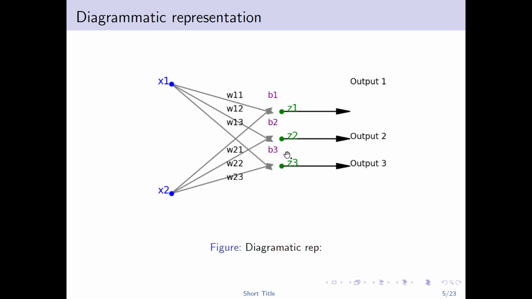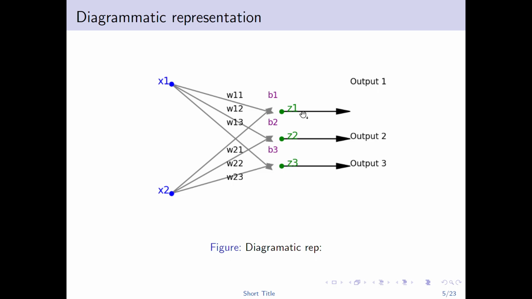Similarly, the input that is coming to the second neuron is represented by z2, and it will be equal to w12 into x1 plus w22 into x2 plus the bias term. Similarly, the input that is coming to the third neuron in the output layer, that is z3, is given as z3 is equal to w13 into x1 plus w23 into x2 plus the bias term, that is b3.